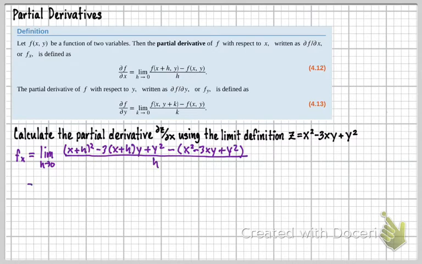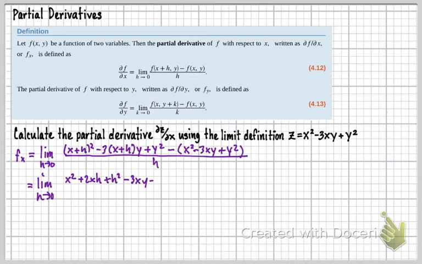So then that's going to equal the limit as h goes to 0. And all I'm going to do here is simplify this by multiplying everything through, the distributive property and all that stuff. And we're going to end up with x squared plus 2xh plus h squared. And then this is going to be minus 3xy minus, and then just multiplying this here. And that's where that came from.